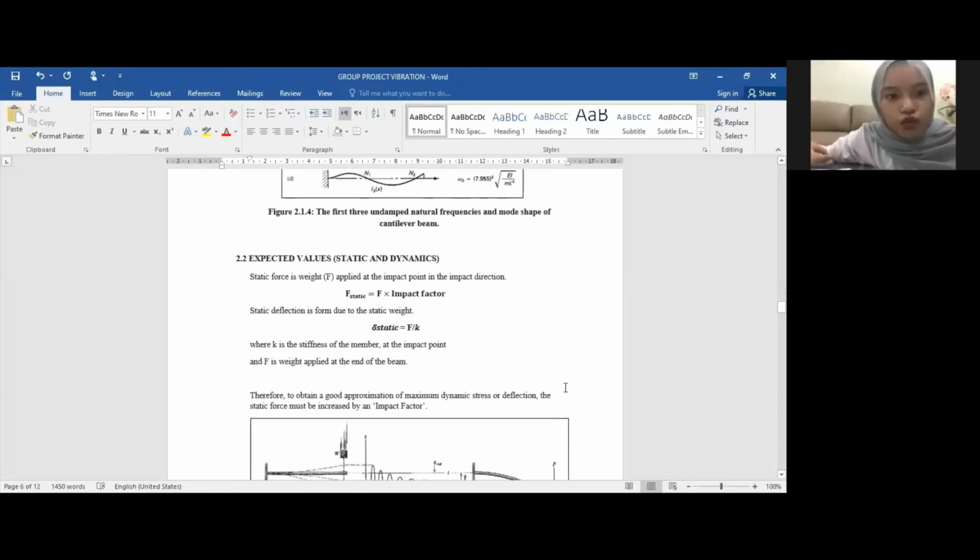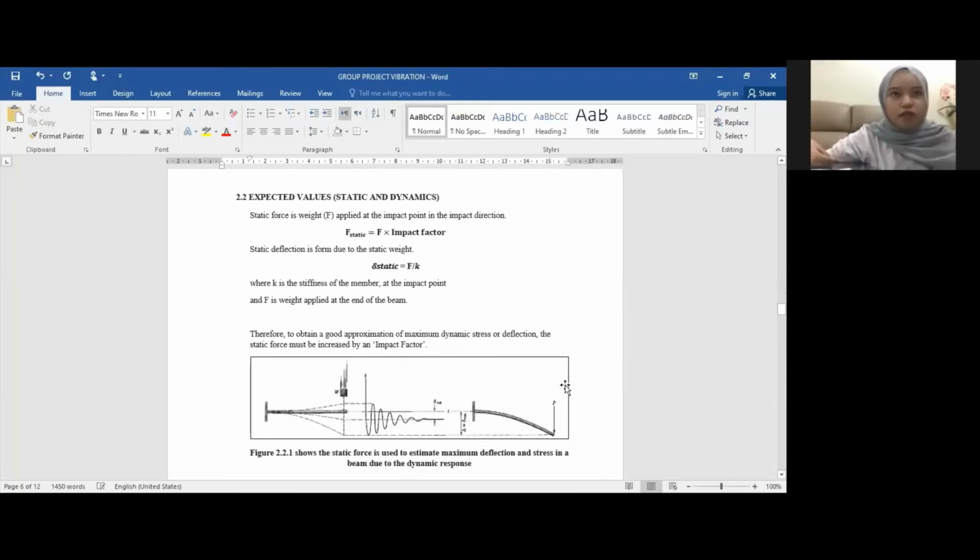Okay, so for me, I will explain the expected value, which is static and dynamic. Static means a value that stays the same, while dynamic is a constantly changing value.